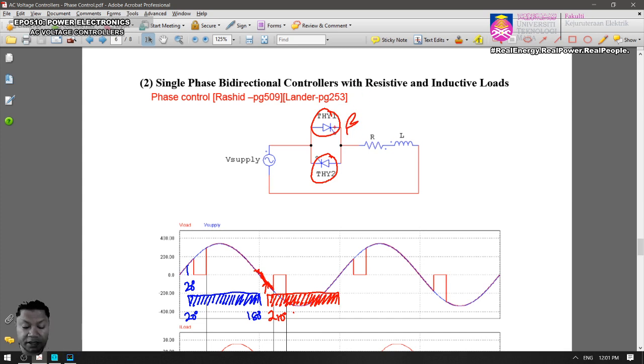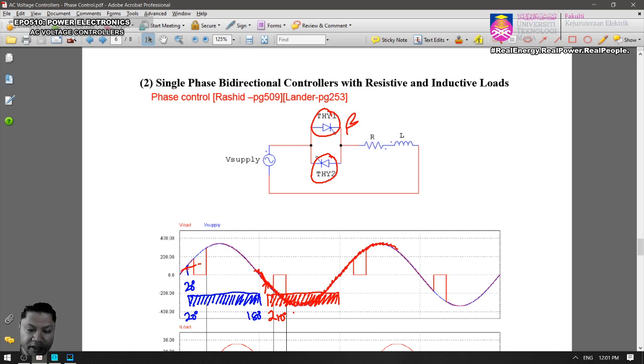So the output voltage will follow the supply voltage until the current is 0, which is at beta, the extinction angle for thyristor 1. After that, it tries to go to 0. Now, because thyristor 2 still has the pulse, thyristor 2 will be successfully turned on. And the output voltage will follow the supply voltage again, and it will repeat in this case.